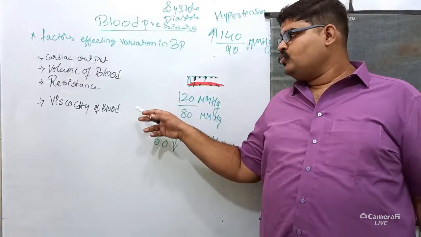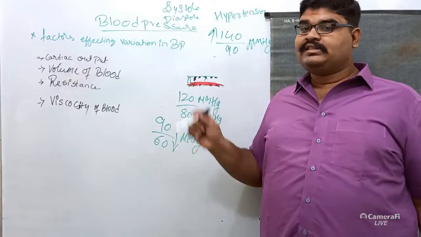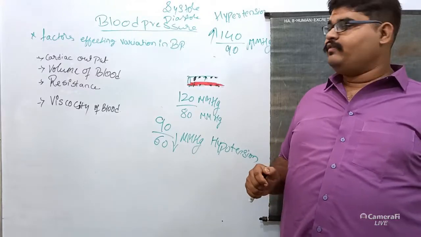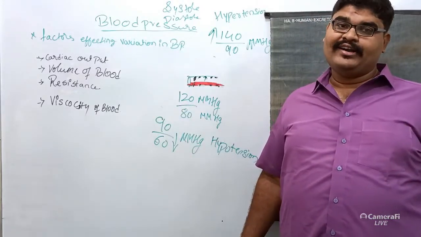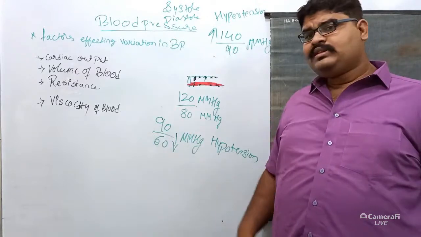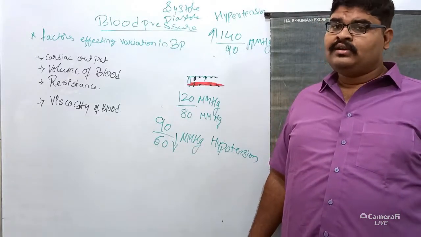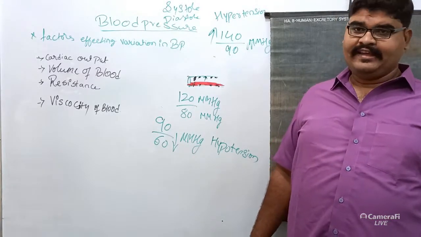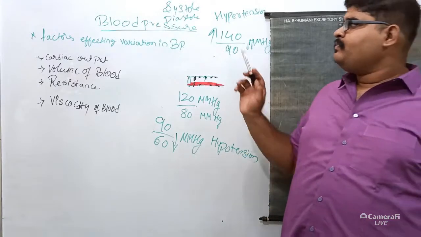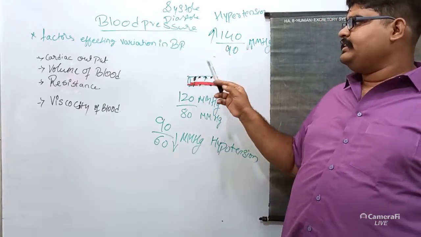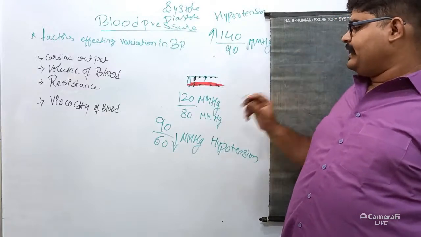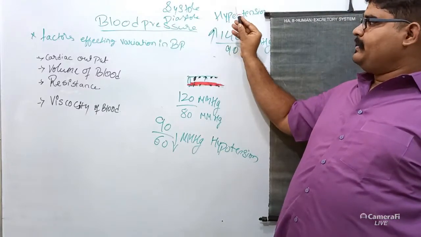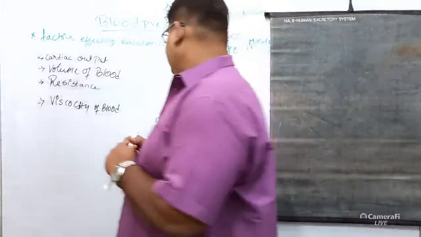Therefore, we need to take care that the blood is thin. People suffering with blood pressure are often given blood thinning medicines or drugs, which reduce the viscosity of the blood so that blood flows easily. So this is all about blood pressure: factors affecting BP, normal BP range, hypertension, hypotension, systolic pressure and diastolic pressure.